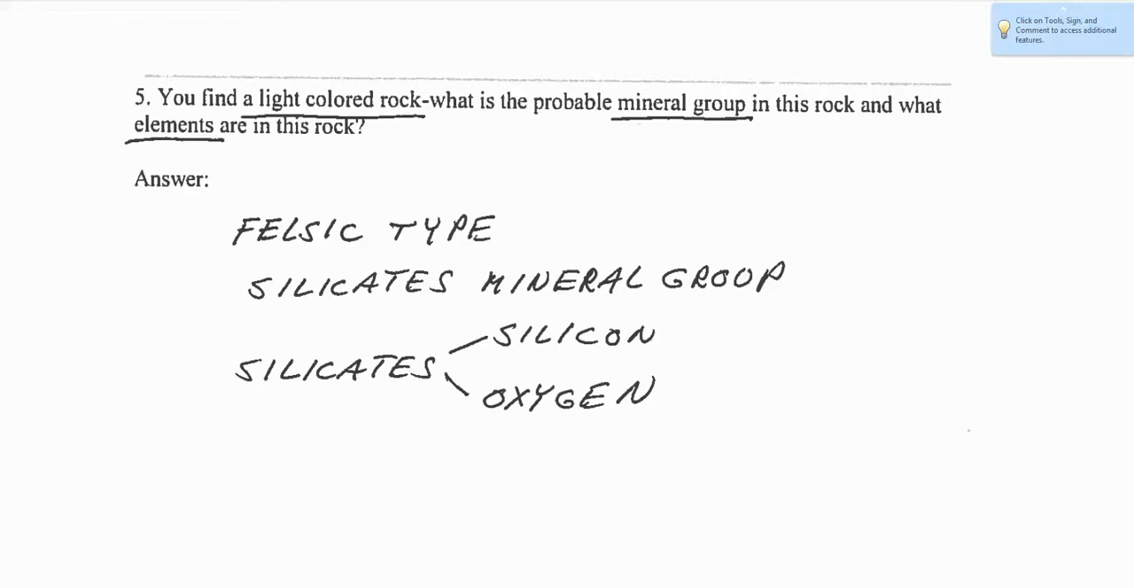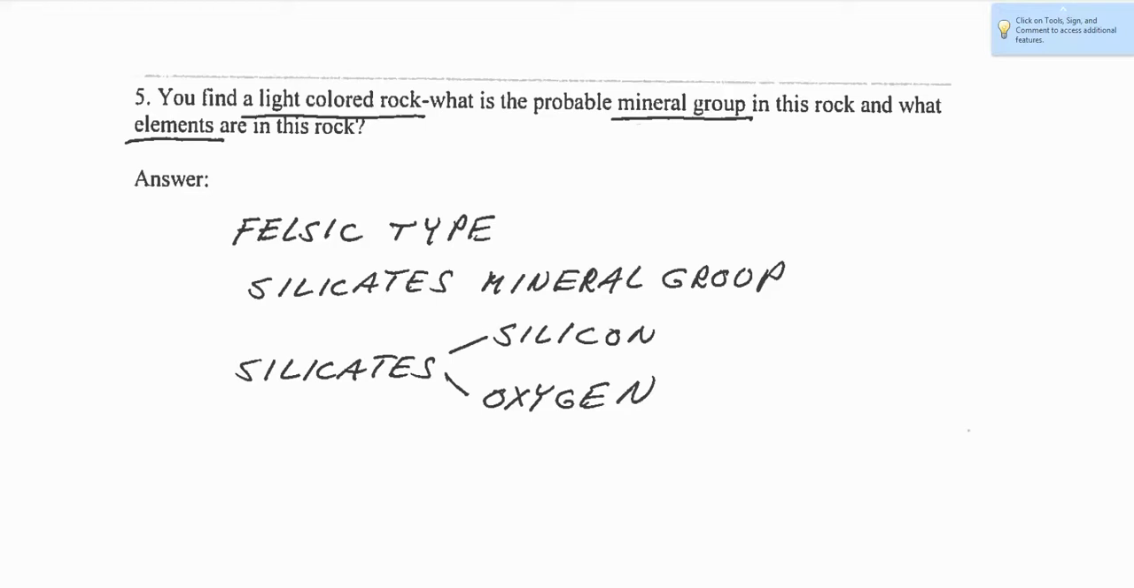Question number 5, you find a light-colored rock. Well, if you know it's light-colored, it's going to be felsic. If it was dark-colored, it would be mafic. If it's light-colored, what is the probable mineral group? Well, the largest, most abundant mineral group in the earth is the silicates. That was the name of your packet.